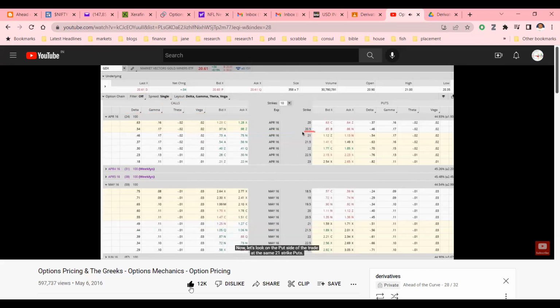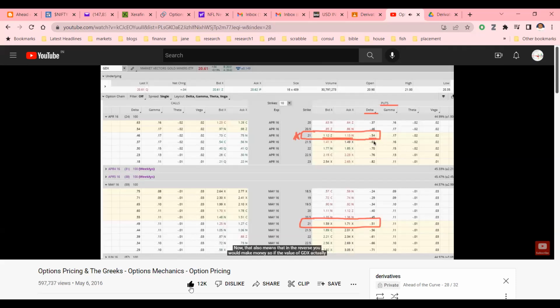Now let's look at the put side of the trade at the same 21 strike puts. So the same 21 corresponding strikes, but now on the put side. And you can see here for Delta that all of the deltas are negative. Now, it doesn't mean that you're always going to lose money. Just remember that Delta is telling you how much money you make for a $1 move higher in the underlying stock. If you owned the April 21 strike puts and the stock moved up by $1, the value of your contracts would go down by 54 cents. So right now they're valued at about $1.12, $1.13. They would go down by $54.